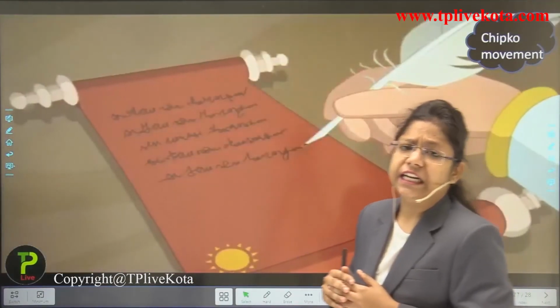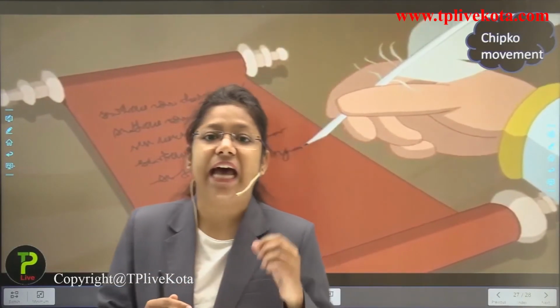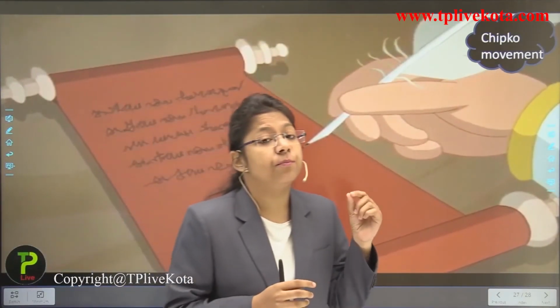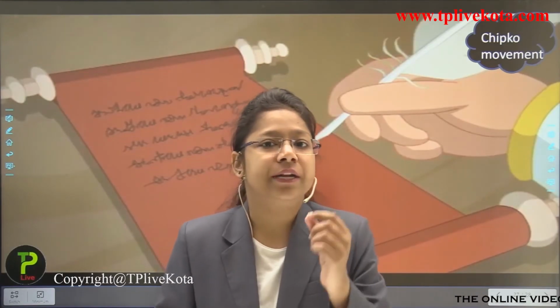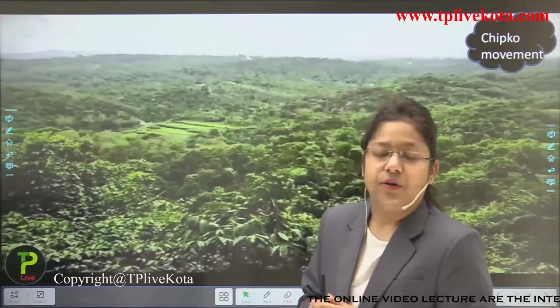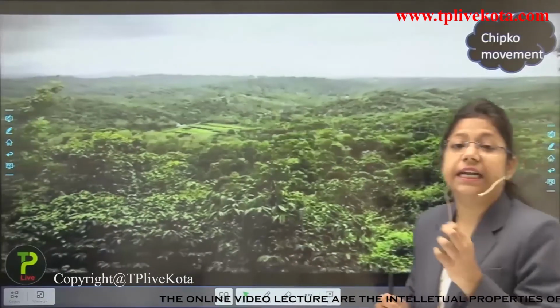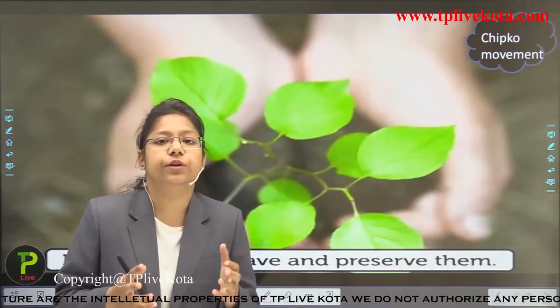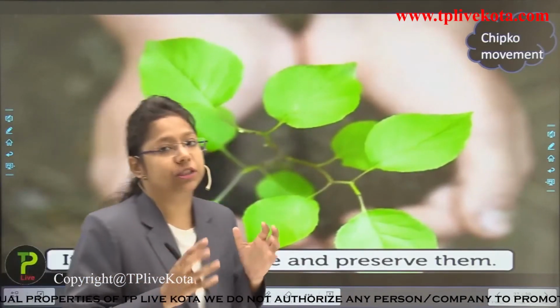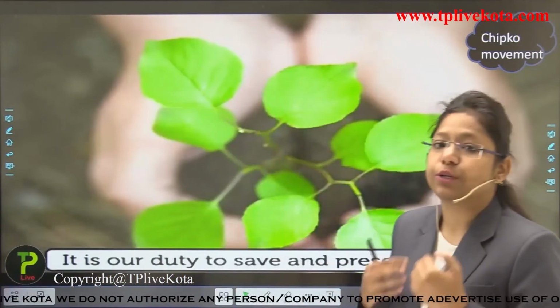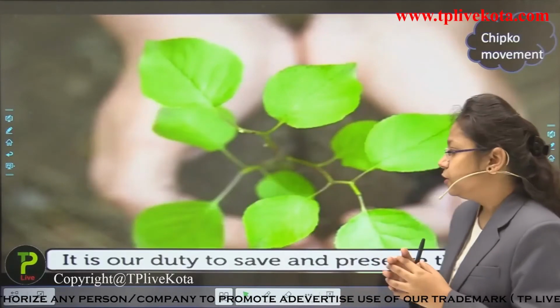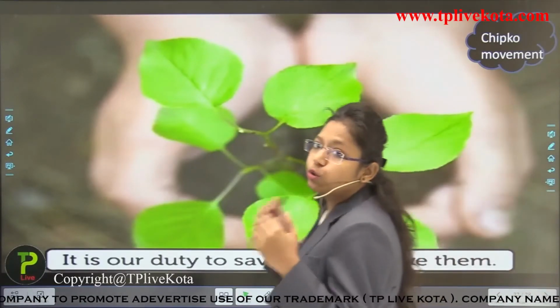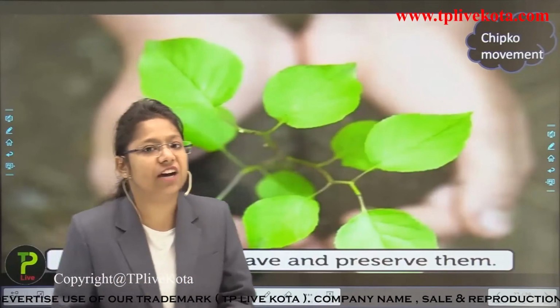Now, the ruler felt very guilty about this. He was very guilty, thinking what have I done. So, he signed a petition that from now onwards, no tree will be cut down, that is, no deforestation will take place. So students, it is a very responsible thing and it is our duty to take care of the trees. It is our duty to save and preserve them.